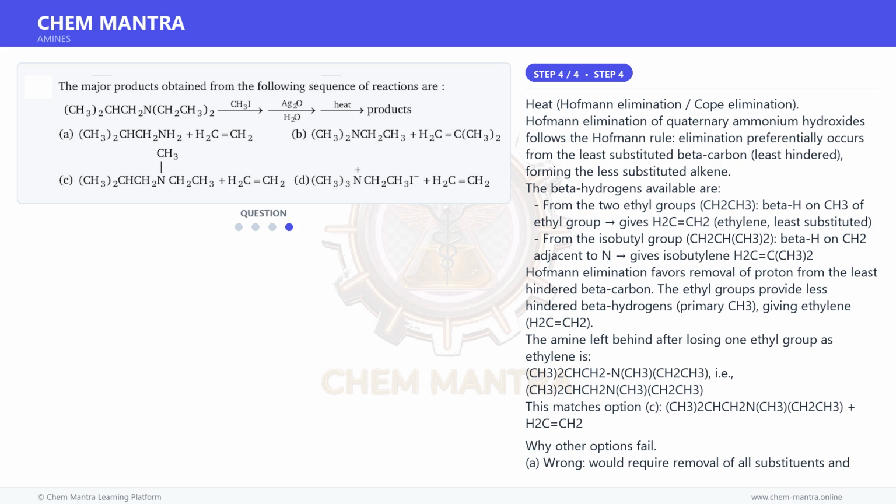Why other options fail? A. Wrong, would require removal of all substituents and formation of a primary amine, not consistent with one Hofmann elimination step. B. Wrong, would require loss of the isobutyl group as isobutylene, which is disfavored under Hofmann conditions, since it gives a more substituted alkene. D. Wrong, this is just the intermediate quaternary ammonium salt before elimination, not the product after heating.